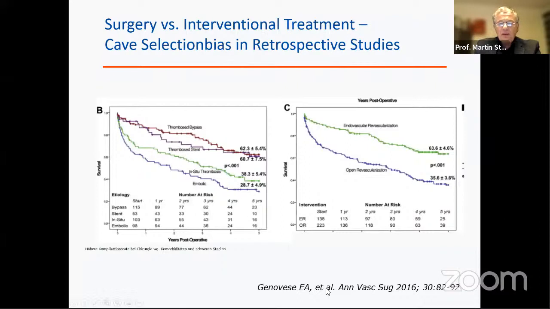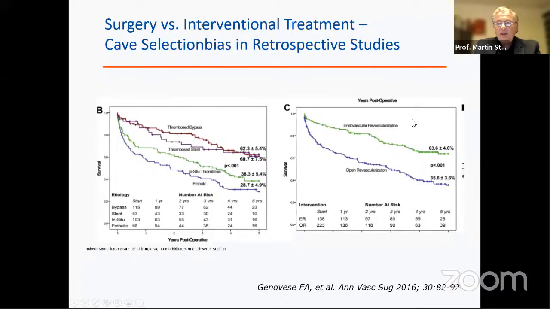Very interesting. This is one of the few papers I found where they compare surgery versus interventional treatment, but it's a retrospective study and they always have some selection bias. There's only 2 prospective trials, but nobody is repeating them. The STYLE trial and the TOPAZ trial, very old. They show no difference, but here you see if the bypass thrombosis is treated or if it's an embolic occlusion, it makes a difference considering the patient.